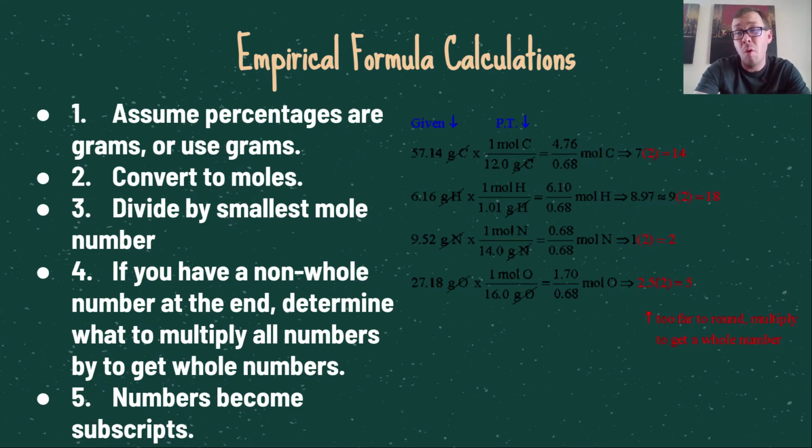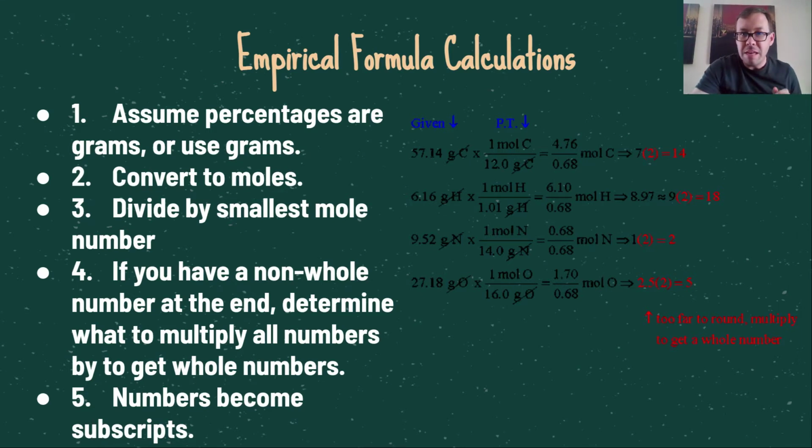So out of those 4 mole numbers we get on the right-hand side, which of those is the smallest? We're then going to divide each individual moles by that particular mole number. And what we get at the end should be our empirical formula. We get 7, roughly 9, 1, and 2.5.